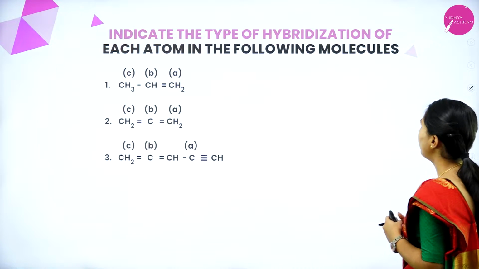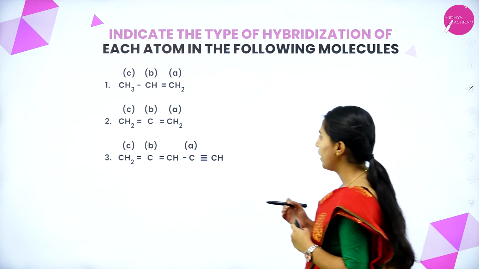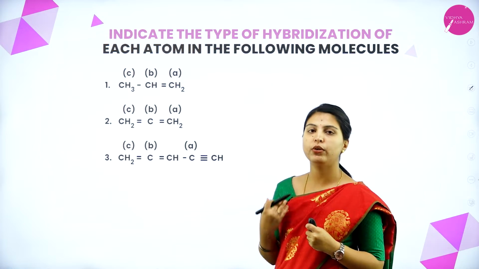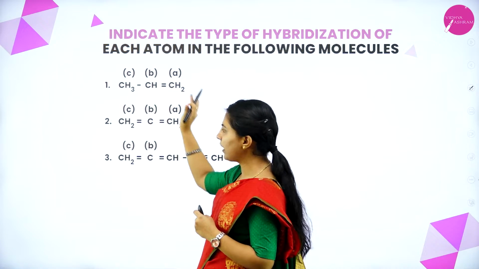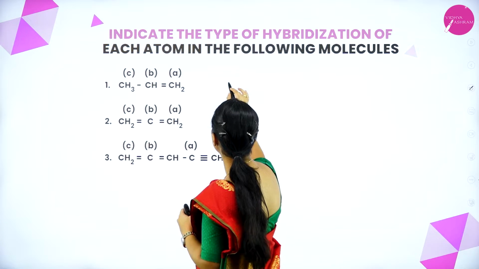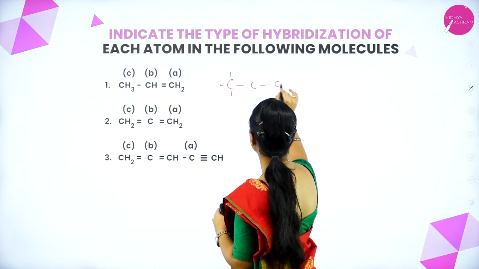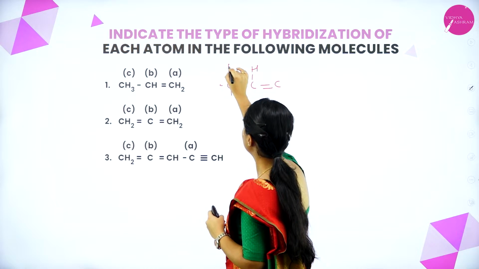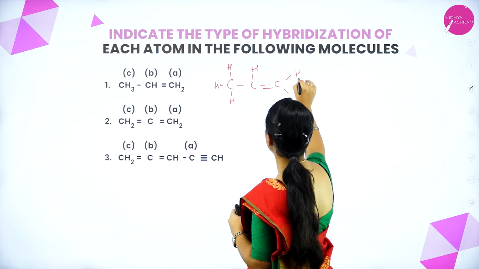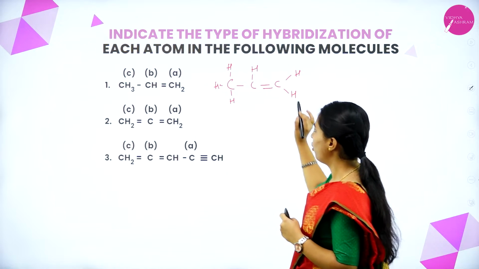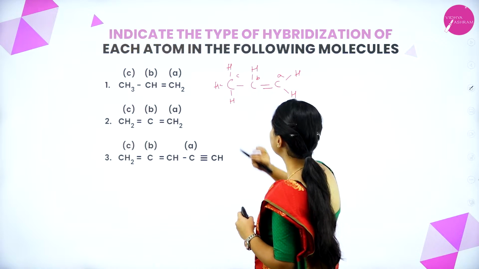Here, indicate the type of hybridization of each atom in the following molecules. These are the three examples of how you have to identify each compound. First, this one is in a condensed form, so you have to expand it. Right, this is the overall structure, and this is A, this is B, and this is C.